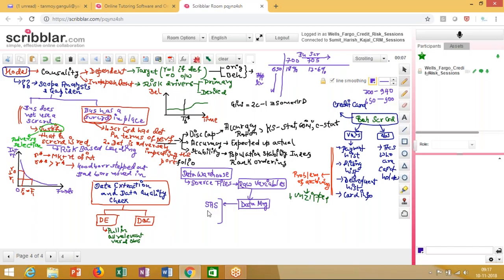So they put it in the SAS view. The data sets that we generally get to see in the SAS view are essentially modified data sets. So as we have the data management team, we have the modified data sets.